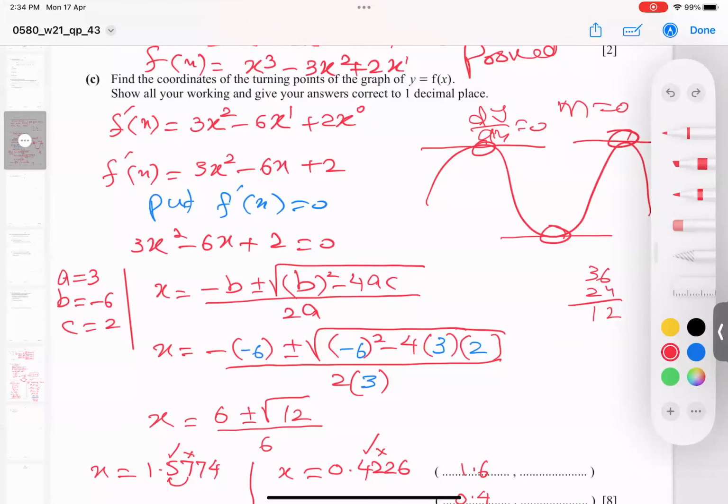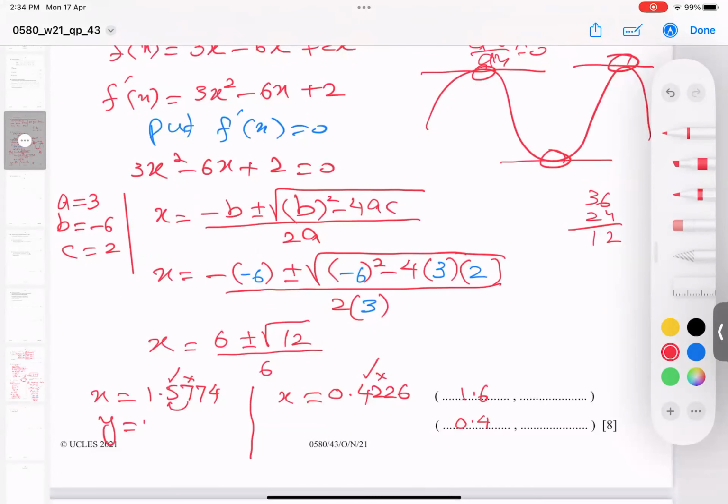Bracket open 1.5774 and power 3, minus 3 times 2, 1.5774 and power 2, and plus 2 times 2, 1.5774. My first answer is coming here: 2.1032. But after rounding, what answer am I getting here? I'm getting 2.1.